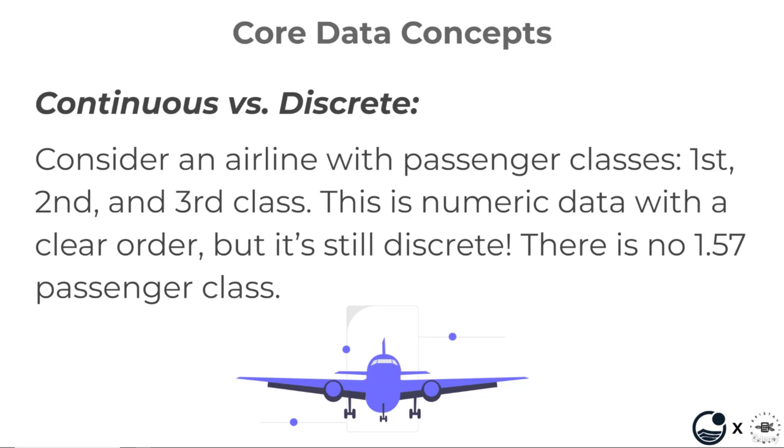There's no 1.57 passenger class. So this is kind of an interesting example of it's technically numeric data because you could think of it as 1, 2, 3, and it also has a clear ordering, which kind of gives the presence or feeling that some data sets are in between others, but really it's still discrete because the data itself has to be one of these certain values. It can't just be any value on a continuous spectrum.